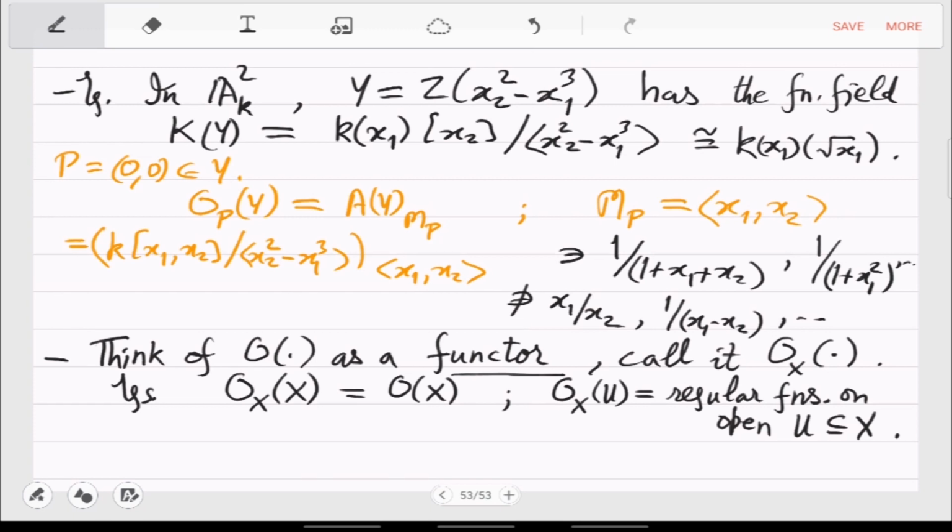And then if you take a limit of these open neighborhoods around the point P, then you will get the germs. So it takes a point which is in X to O_{X,P}. Okay, these are the germs.